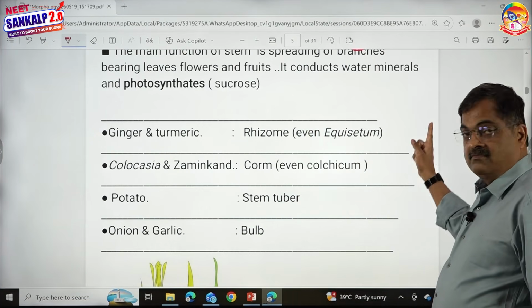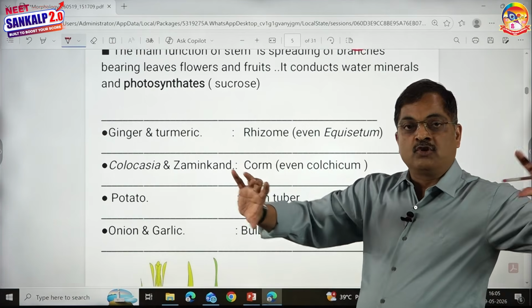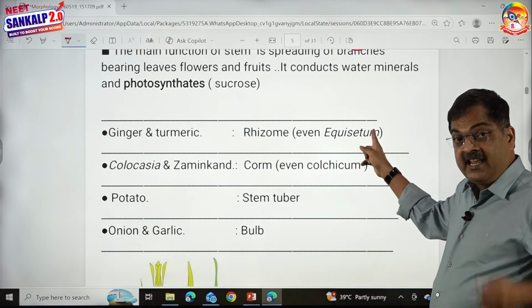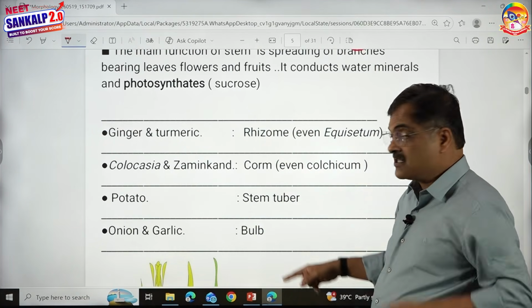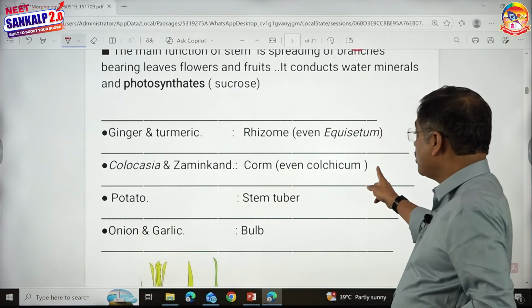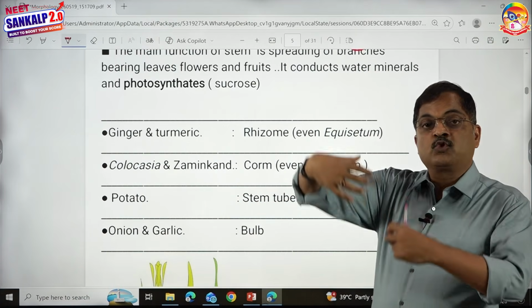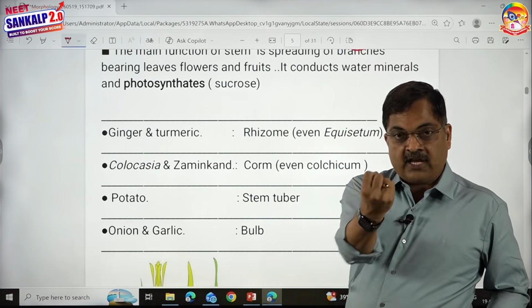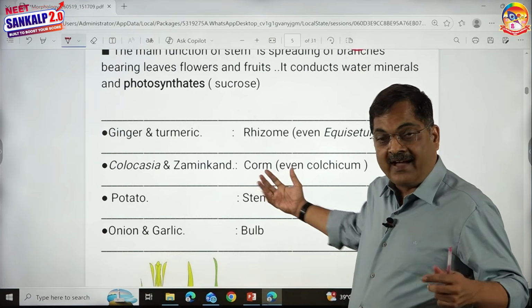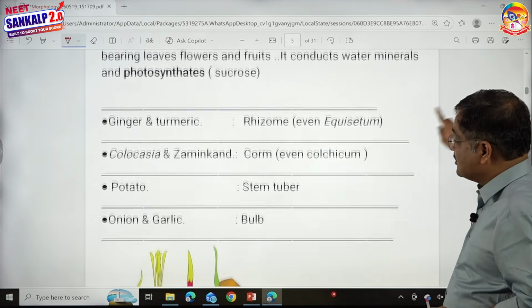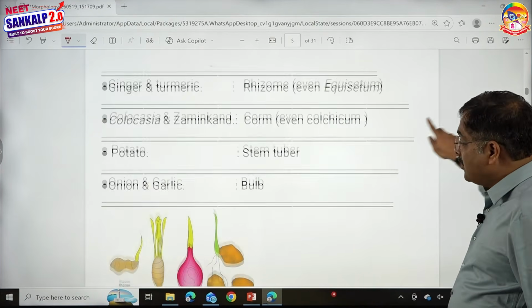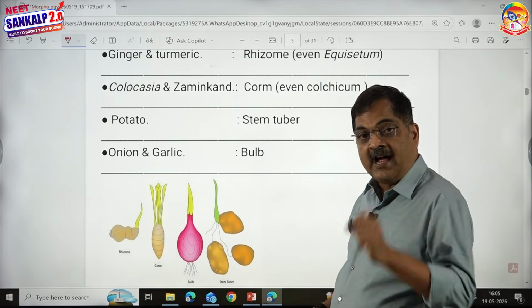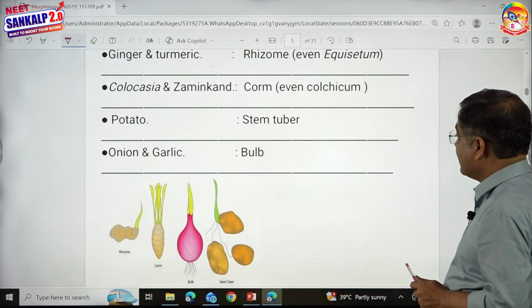Ginger and turmeric: the underground stem is horizontally moving, a rhizome, even in Equisetum, even in ferns. Colocasia and Jimikand, even Colchicum, it moves vertically up. Colocasia, all right, yam is Amorphophallus. Potato contains a stem tuber, and all of you know that the stem tuber contains eyes. And onion and garlic contain a bulb.